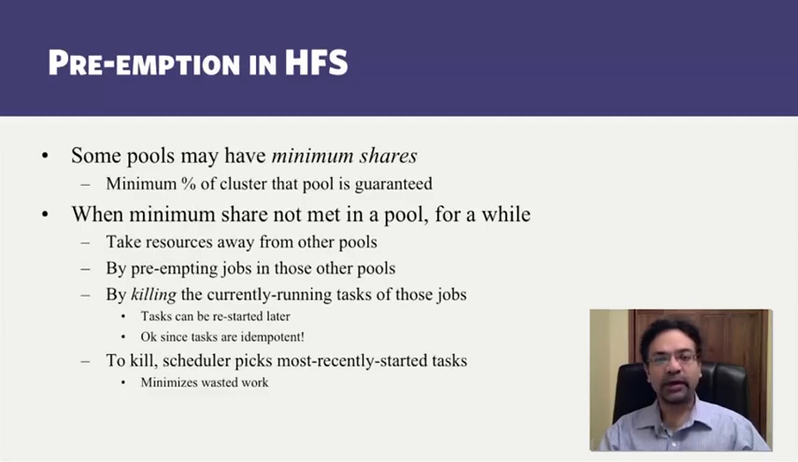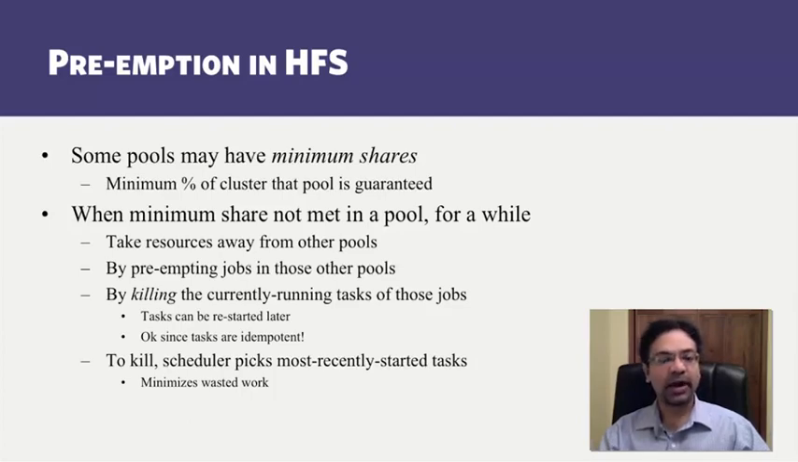Some pools are configured to have minimum shares. This is the minimum percentage of the cluster resources that particular pool is guaranteed. When for a particular pool the minimum share has not been met for a while, then you take resources away from the other pools and you give them to this pool. And here the Hadoop Fair Scheduler differs from the Hadoop Capacity Scheduler in how it takes away resources. It takes away resources from a pool by in fact killing some of the tasks in that pool. In fact, it preempts the jobs in those pools by killing some of the currently running tasks of those jobs in the pools from which it wants to take away resources.